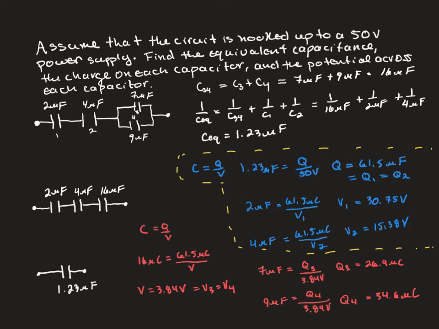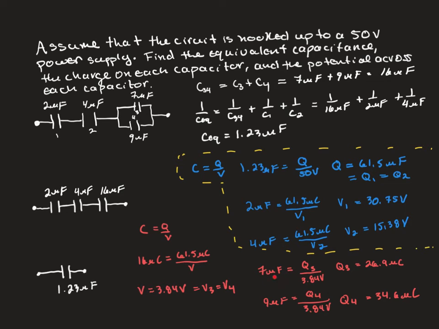Now I know that between here and here, in each of the branches, there's going to split 61.5 microcoulombs. So I'm going to use the equivalent capacitance and the charge that splits in between the two to find the potential. So we're going to take the 16 equals 61.5 divided by the voltage. The voltage is going to be 3.84. And because they are in parallel, that voltage is going to apply to both 3 and 4.